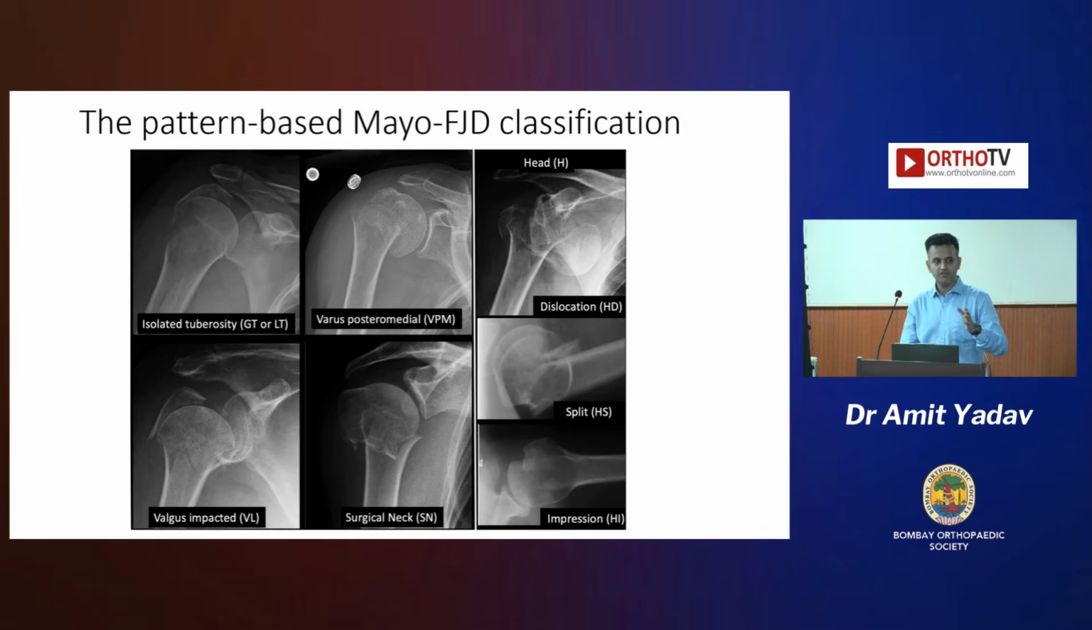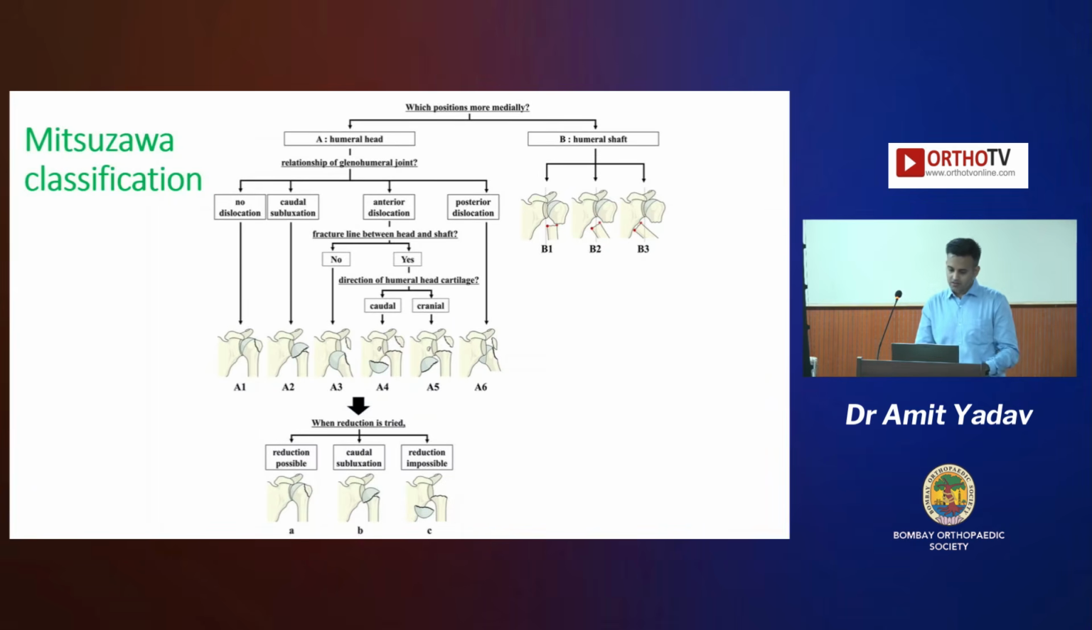Also, Pradeep sir will explain the various fixation mechanisms for these fractures. So if you know what the fracture pattern is, you can easily go about how to fix that fracture intraoperatively. This is a more recent classification, the Mitsuzawa classification. This is also based more on biomechanical concepts. They classified it according to the displacement of the head more medial or the shaft more medial, and then sub-classified it accordingly. It is also a very comprehensive classification, but I think the Mayo classification is a better one to use in day-to-day practice.